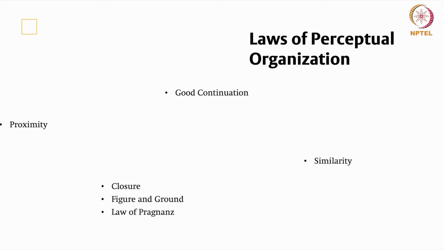What do you see on the screen? There are textual elements along with one yellow square in the corner. This one. It says a law of perceptual organization. Then there are other words about good continuation, similarity, closure, figure and ground, proximity, etc. We are not going deep into these laws because Professor Saurabh is going to cover this in detail when he is covering design principles.